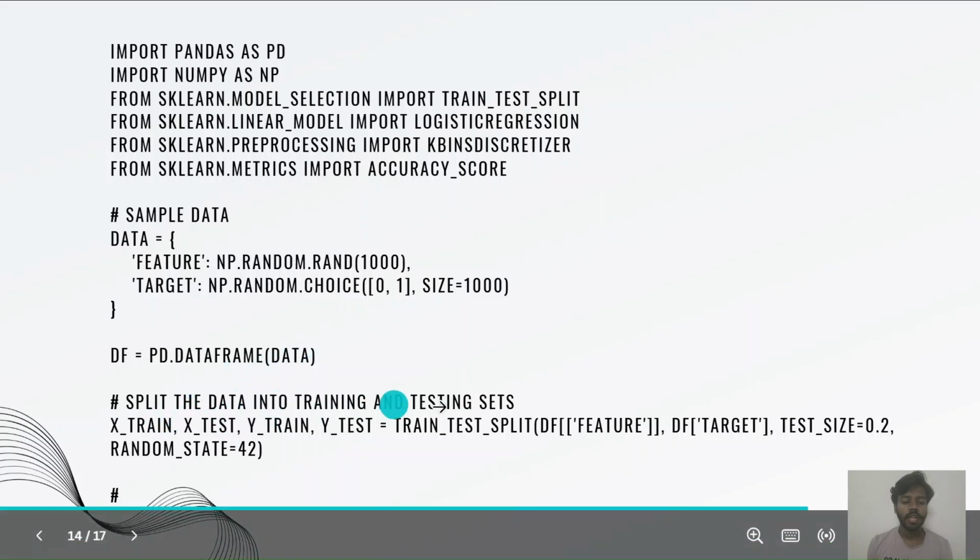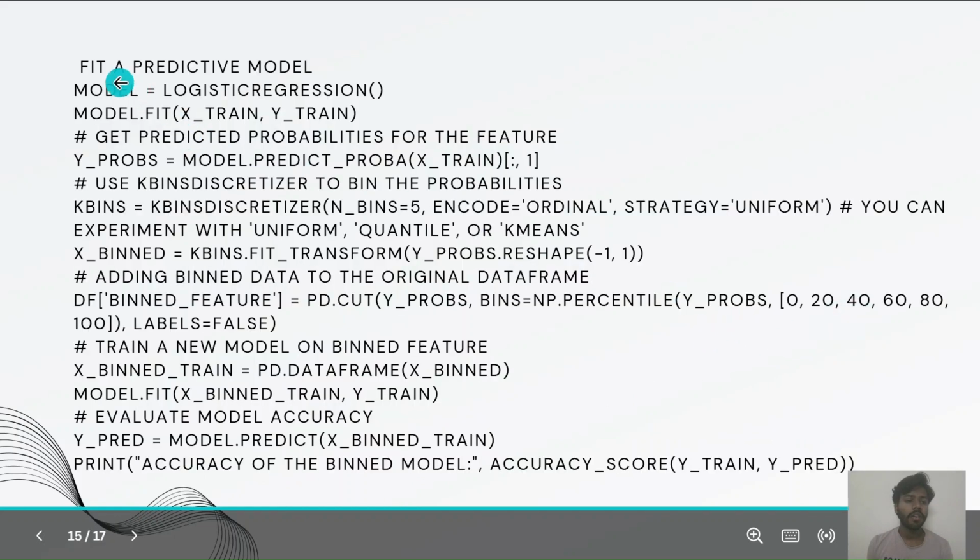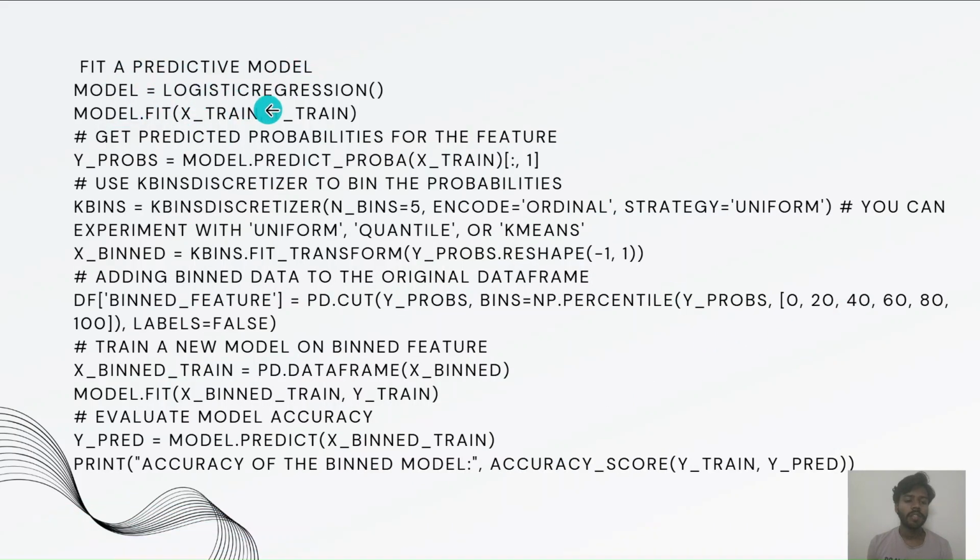Now we split the data into training and testing data. So X_train, X_test, y_train, y_test is train_test_split(df feature1, df target, test_size 0.2, random_state 42), right? So here we fit a predictive model. Model is assigned LogisticRegression, model.fit(X_train, y_train). Now get predicted probabilities for the feature: y_probabilities is model.predict_proba, and then we use KBinsDiscretizer to bin the probabilities.